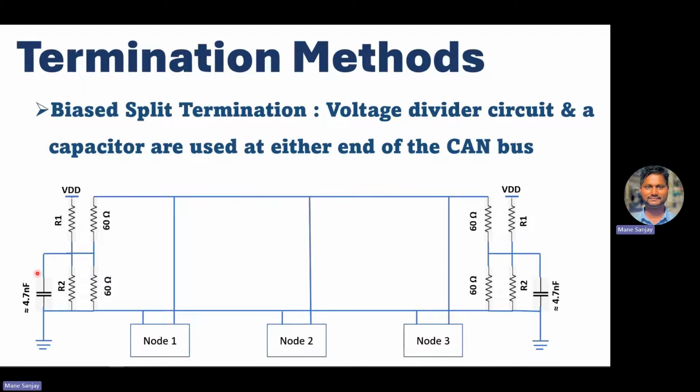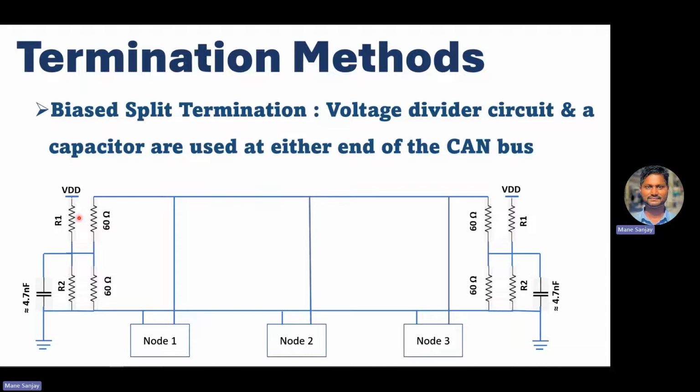Biased split termination is usually done in the context of improving EMC performance. If you want better EMC performance, then we need to go for the biased split termination, or we can call it a biased termination. The 60 ohm termination resistor cannot be changed, but the R1 and R2 in the biased split termination should be sufficiently large. So we need to take these values in the kilo ohms or higher. We cannot take them in ohm values.